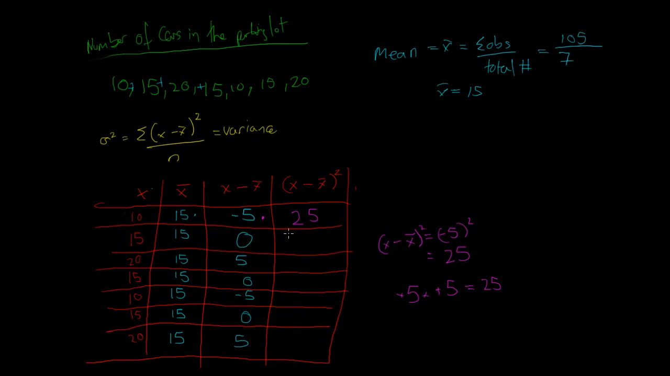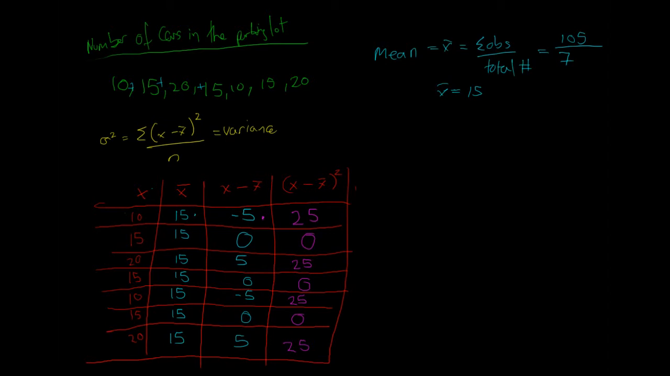We also know that 0 squared is just equal to 0. Nothing times nothing is nothing. 5 squared is 25. 0 squared is 0. -5 squared is 25. 0 squared is 0, and 5 squared is 25. So when we get to the end of that, we now have the squared deviations from the mean. So we are only one step away from having our variance.